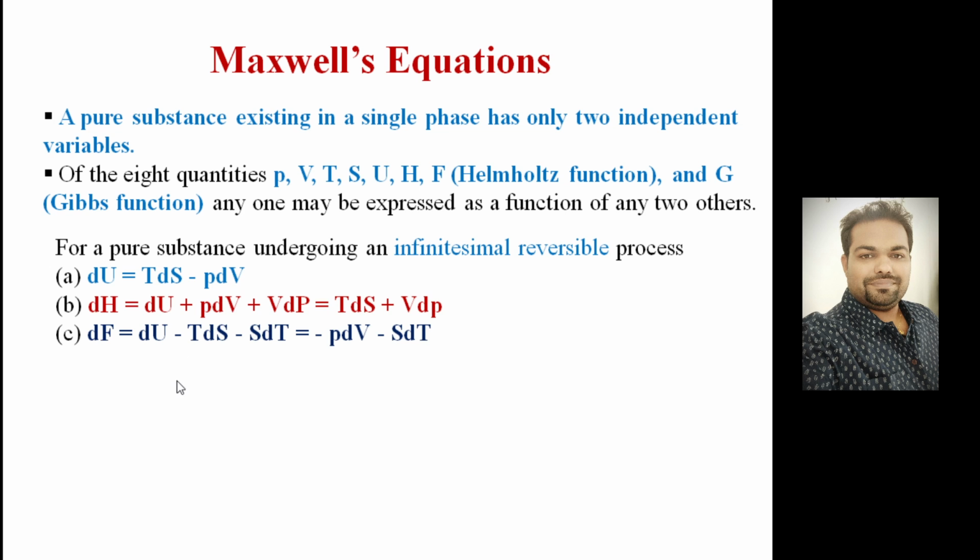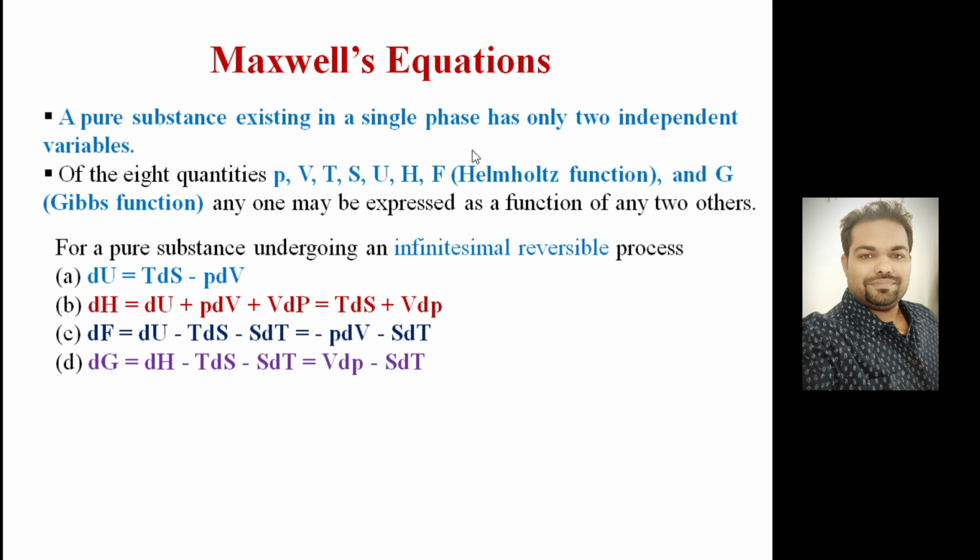Then the third equation is the Helmholtz function, which is defined for non-flow processes, right? So dA = dU - TdS - SdT. Now look at this equation, dU - TdS. dU - TdS is nothing but -PdV. So in place of this, I can write -PdV - SdT. This is the third equation.